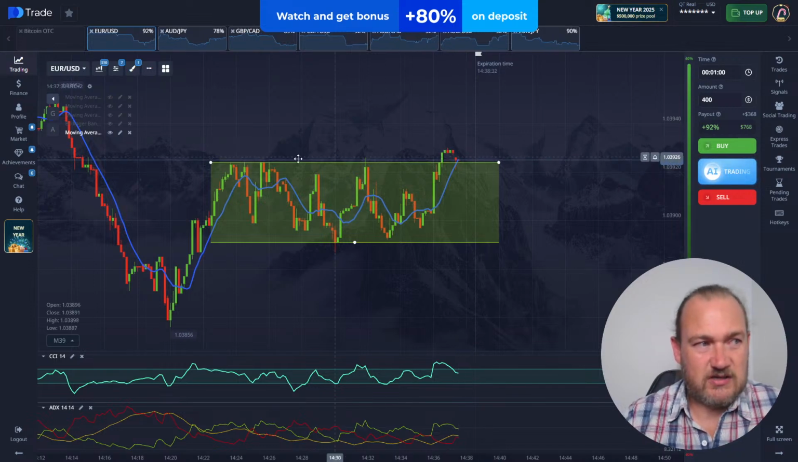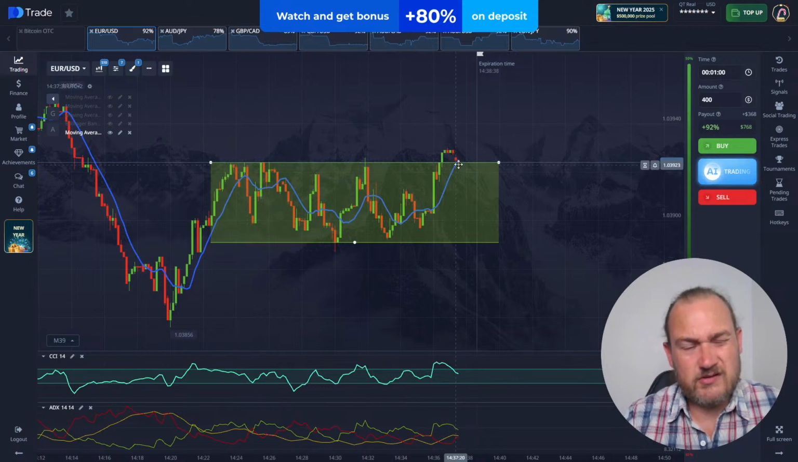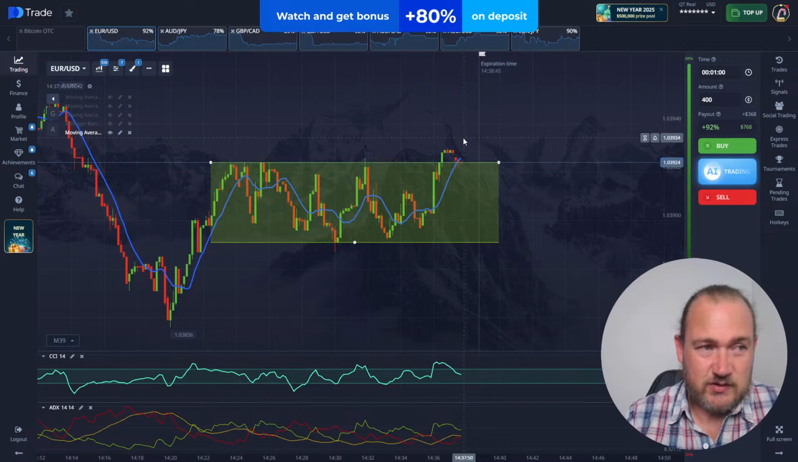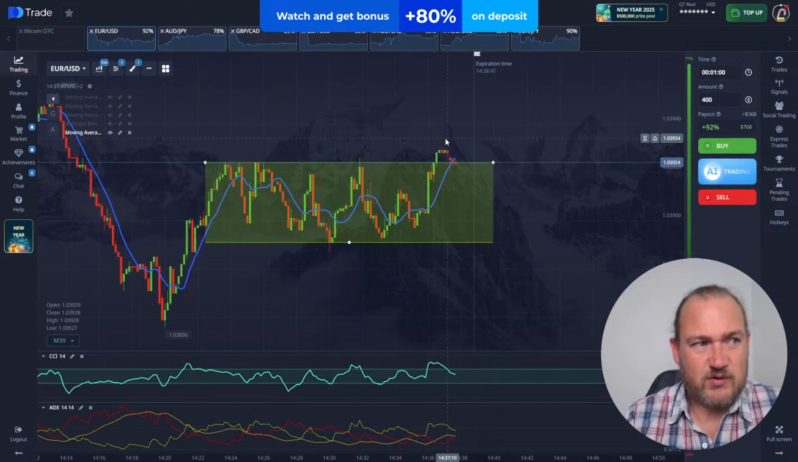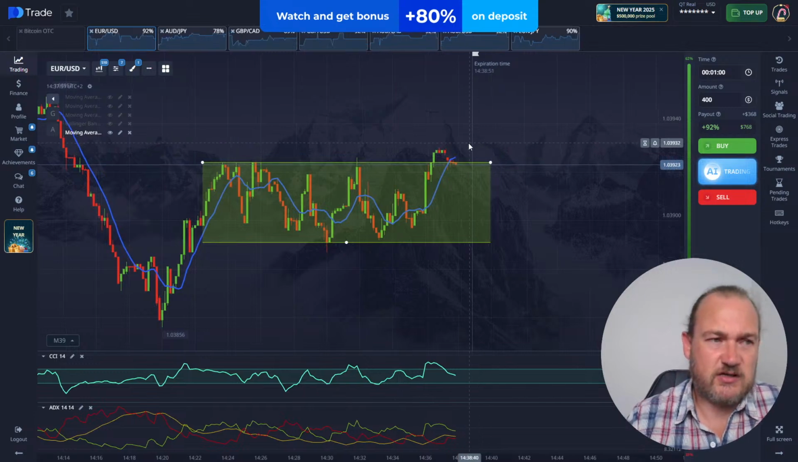Remember, this top area of this channel here was a resistance area. We broke through, so this becomes support now. So this could be just the retest of the broken support area. So we could see it pushing upwards. If we do make a new high, I think it's safe to say that we are going into a new bullish trend.